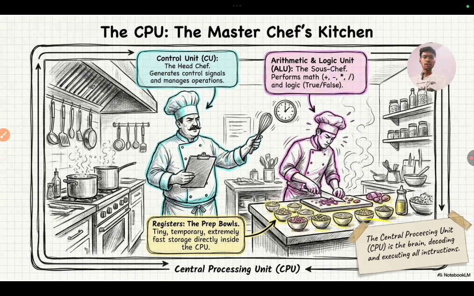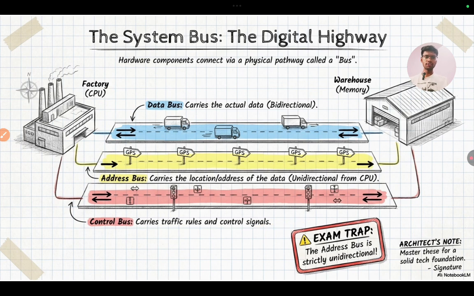We'll be seeing the system bus. Here we will see the data bus that carries actual data in bidirectional order. We'll see the address bus that contains the location, the address of data, in a unidirectional way from the CPU, and the control bus that carries the traffic rules and control signals.